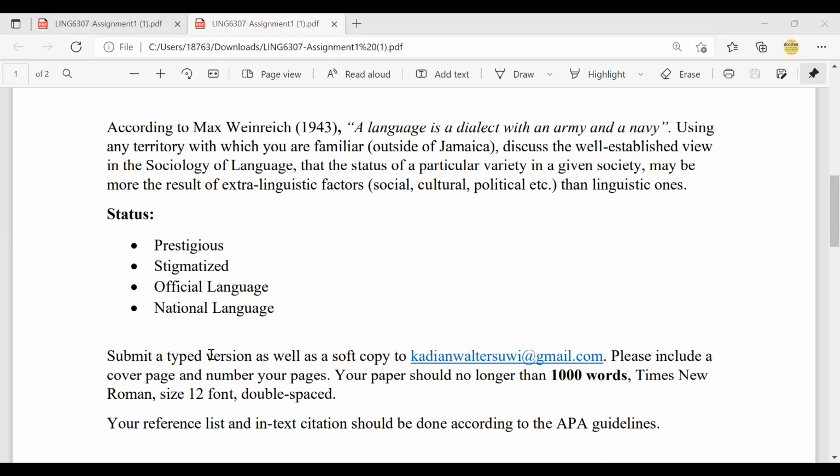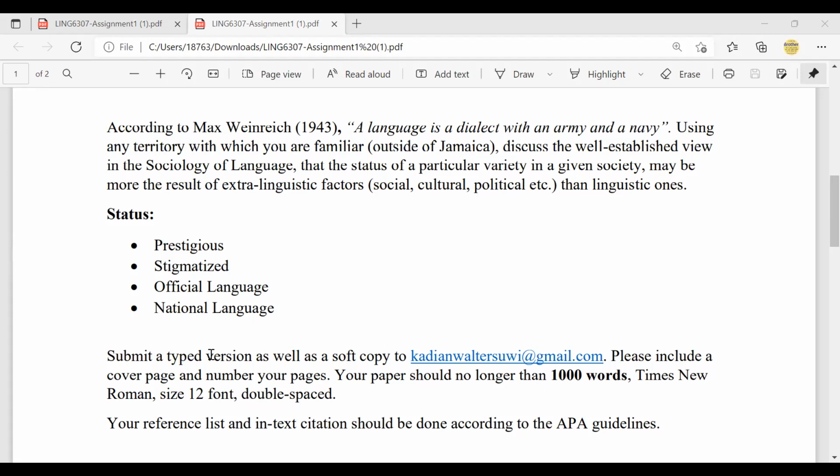Any other questions? Oh, we are 10 minutes over time. Yes, I'm not so sure if I understand what it is that is required in the paper. Okay, so you're going to choose a territory with which you're familiar outside of Jamaica, and you're going to be discussing this statement. A language is a dialect with an army and a navy.